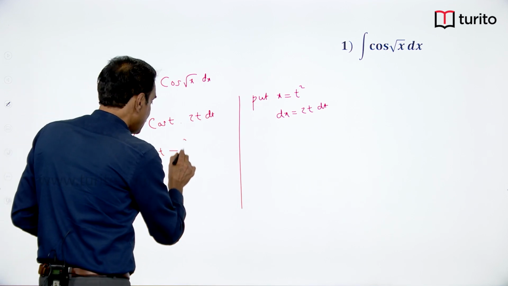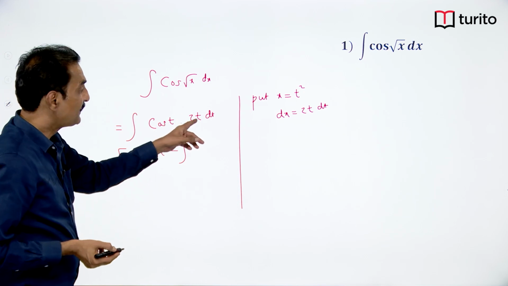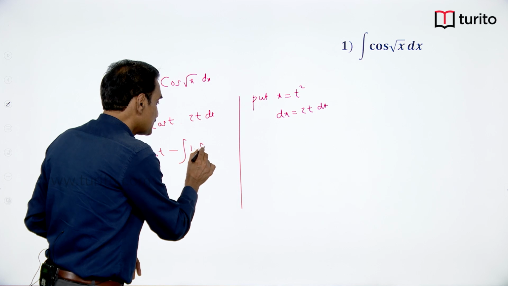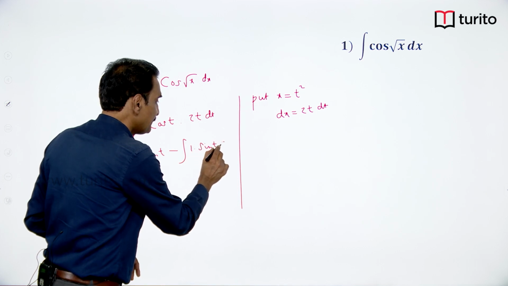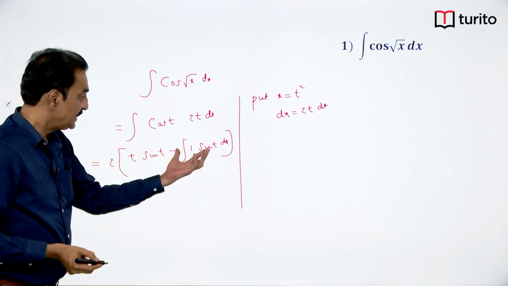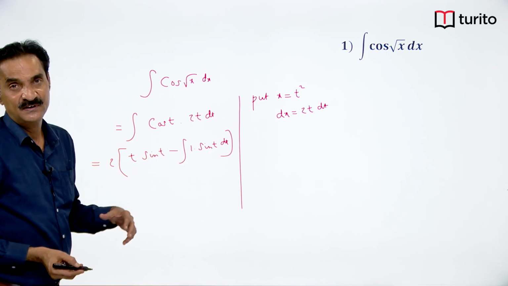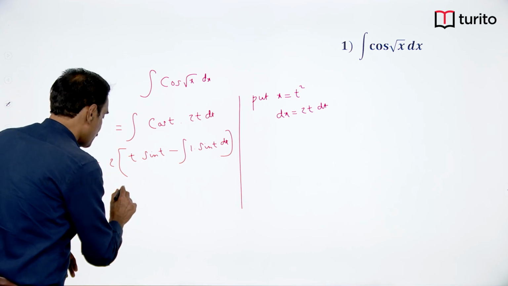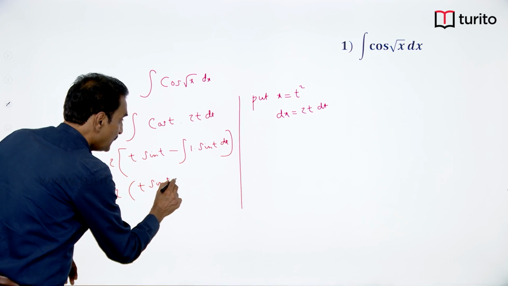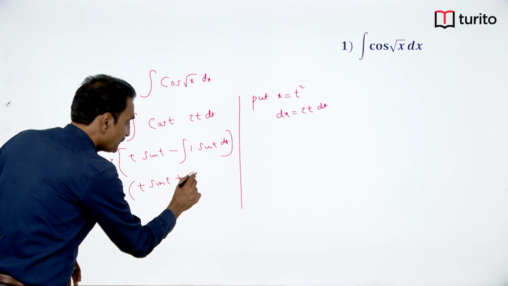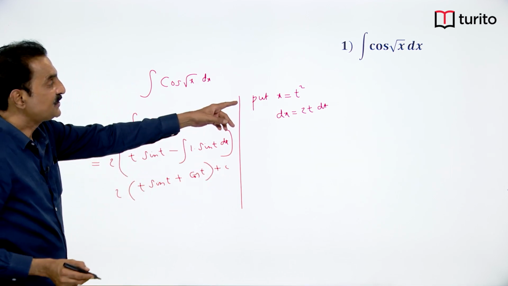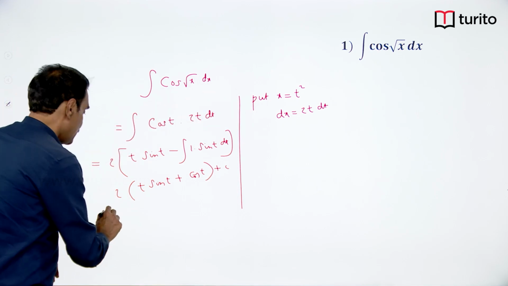minus integral derivative of the first function. Derivative of t is 1 into integral of cos t is sin t dt. Now integral of sin t is minus cos t. So it becomes 2 into t sin t plus cos t plus c. Now substitute t is equal to root x.